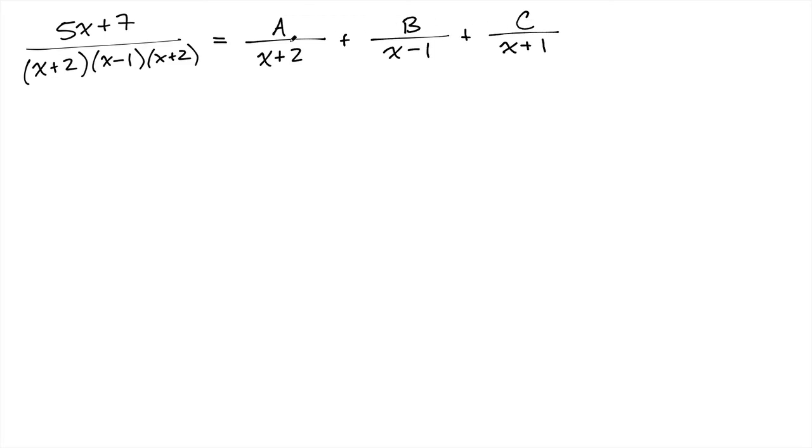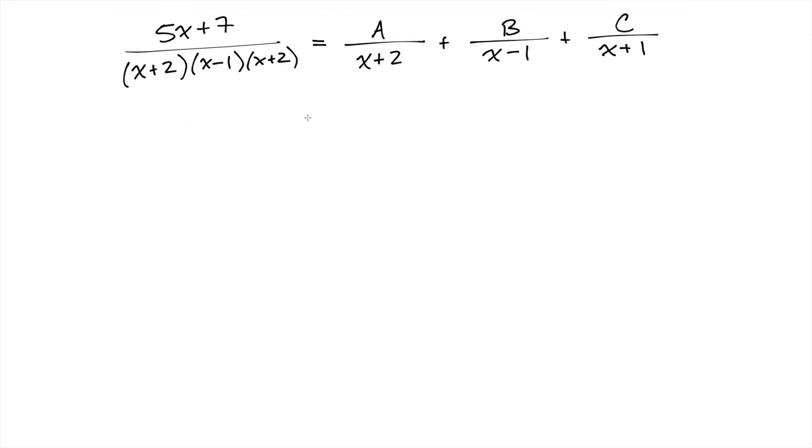The next thing we're going to do is multiply both sides of this equation by this denominator. When we do that, let me go ahead and move this over so we can see that happen. We multiply by x plus 2 times x minus 1 times x plus 1.